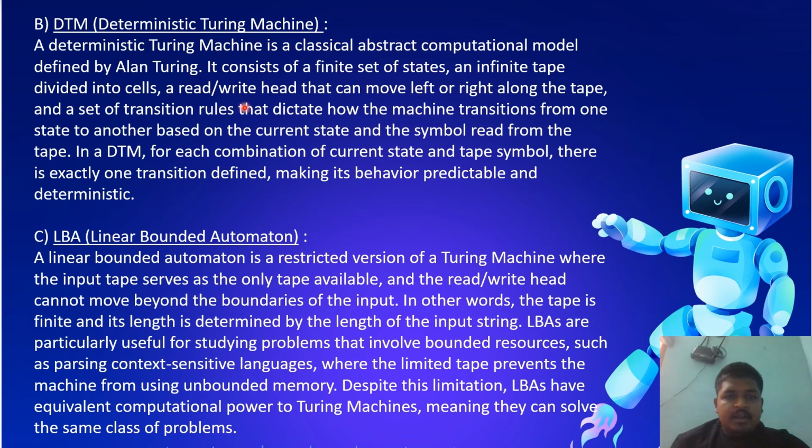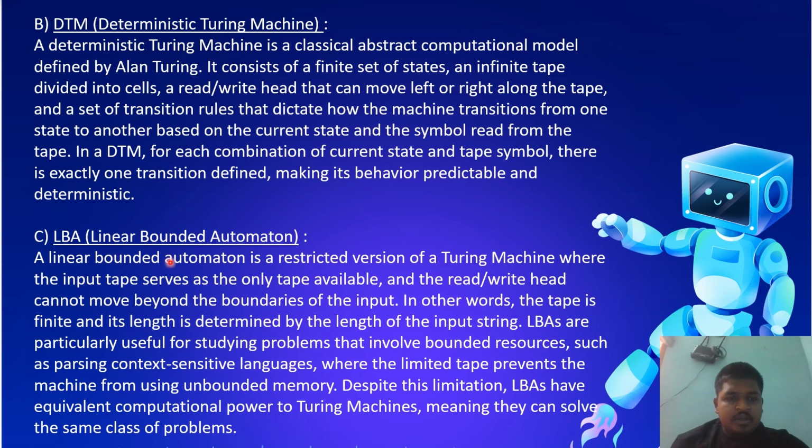A read-write head that can move left or right along the tape, and a set of transition rules that dictate how the machine transitions from one state to another based on the current state and the symbol read from the tape. In a DTM, for each combination of current state and tape symbol there is exactly one transition defined, making its behavior predictable and deterministic.